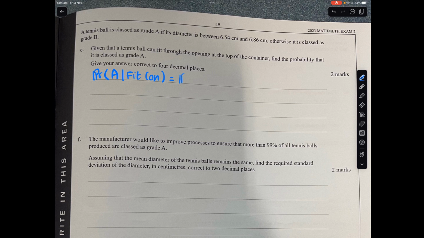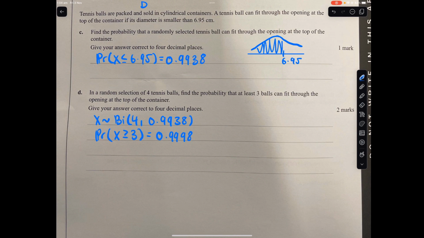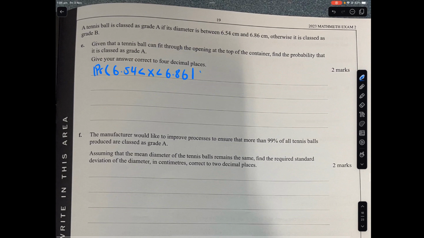So it's the probability of A intersection the ball fitting the container. In other words, let's make our life easier: what's the probability that it's grade A? If it's classed A, it has to be 6.54 less than x less than 6.86, given it can fit through the top of the container. And we said that the probability a randomly selected tennis ball can fit through the top of the container is where x is less than 6.95. So I need to find the intersection.